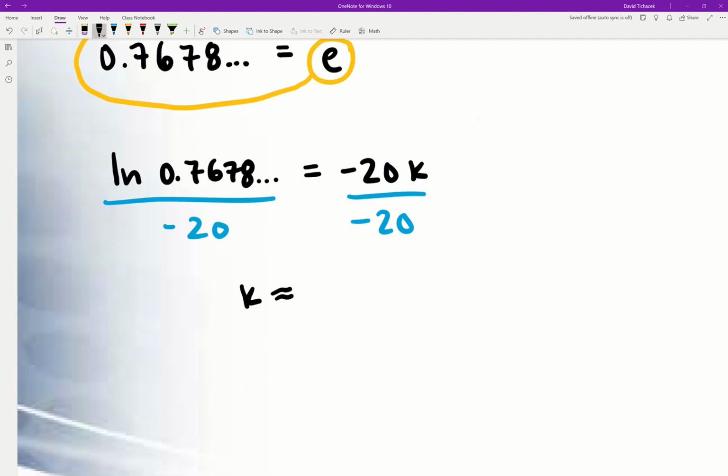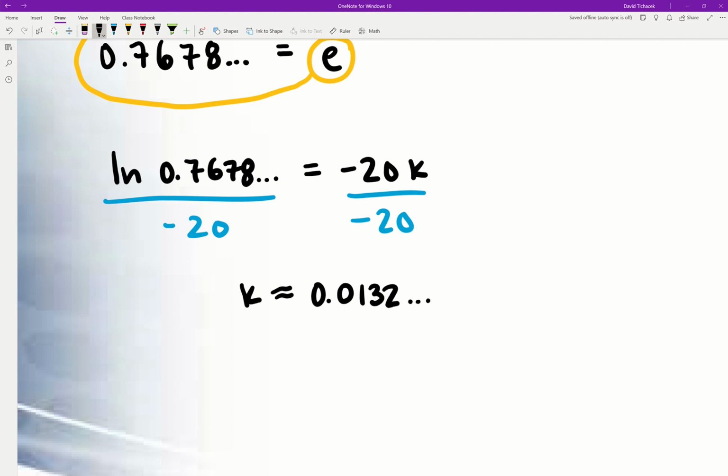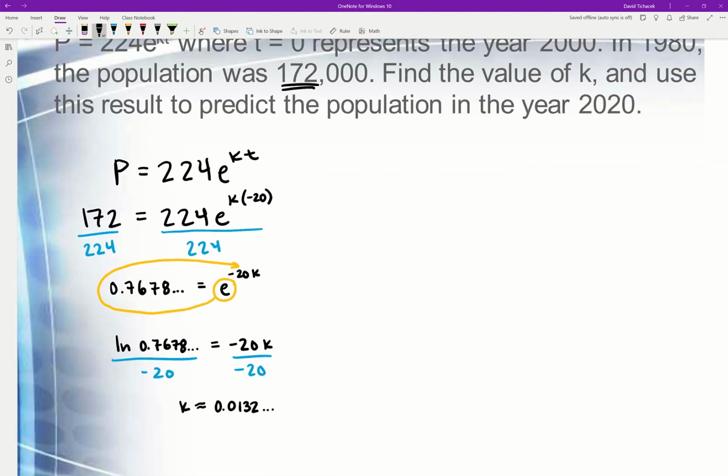Okay, and so we can get our k value pretty easily that way. And if you type that in the calculator correctly, you should get this k value right here: 0.0132. Now, to be clear, that's not the answer to the question. They did ask us to find k, so that's part of our solution, but we're going to need to use that k along with our model to predict the population in 2020.